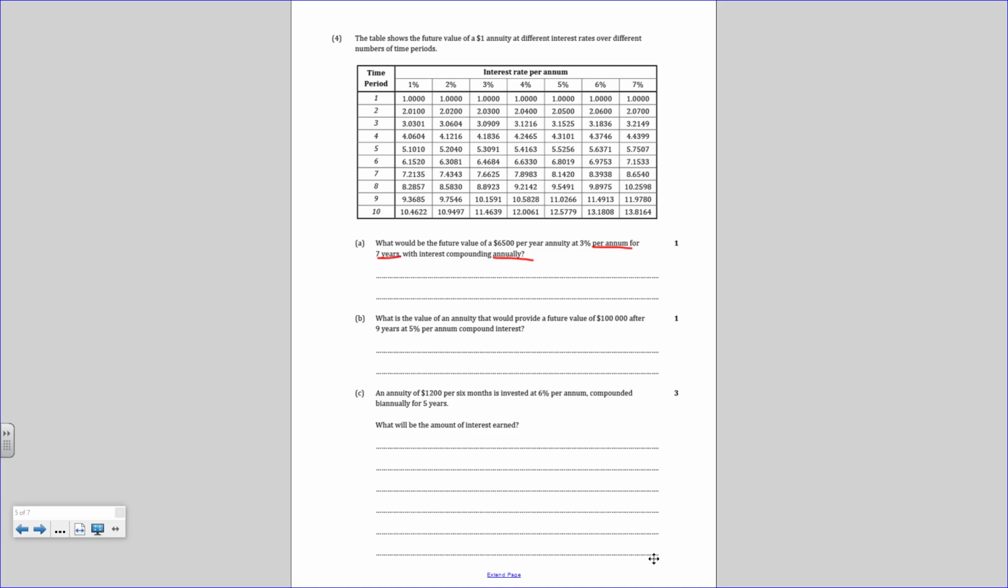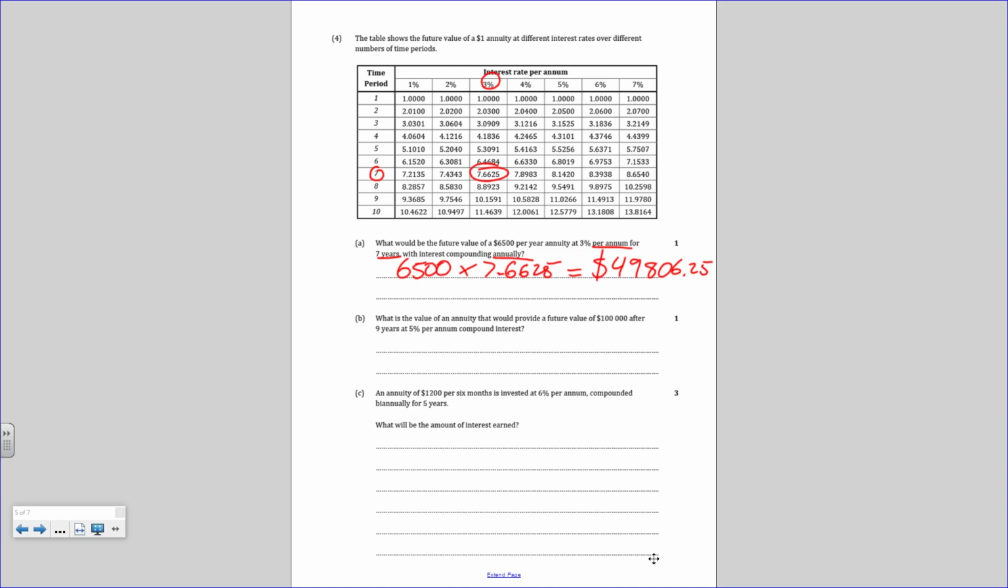Alright, we don't need to make any modifications, we're just looking at the 3% column, we're looking at 7 years, so we have that. And we're trying to find the future value, so that means we're going to do 6,500 and just times it by that future value interest factor, 7.6625, and then that will give us $49,806.25. And what that is saying is this person is putting $6,500 per year for 7 years, and they're getting a little bit of interest on top of it. So how much is that investment going to be worth after those 7 years is what the future value means.